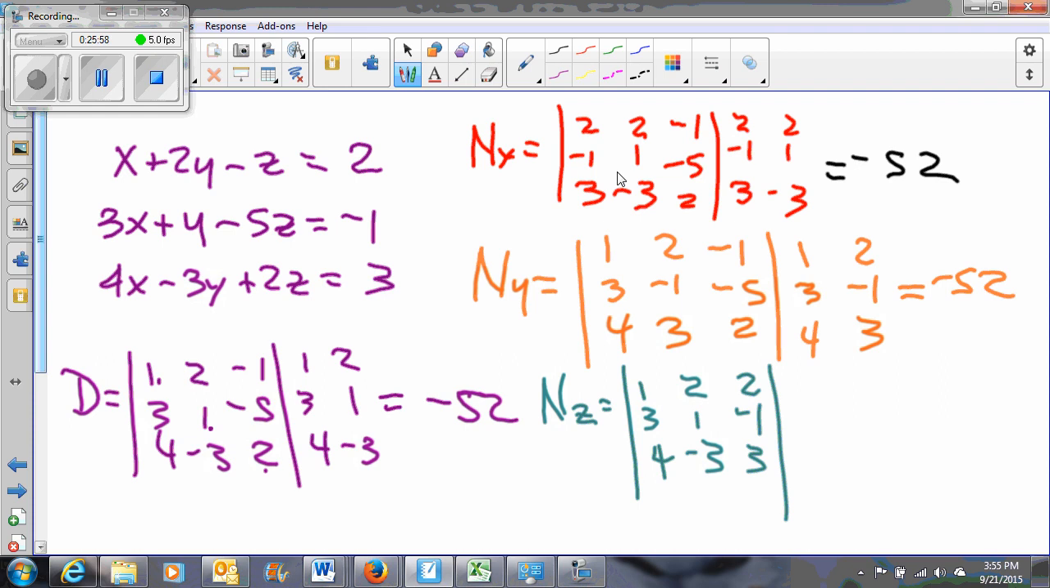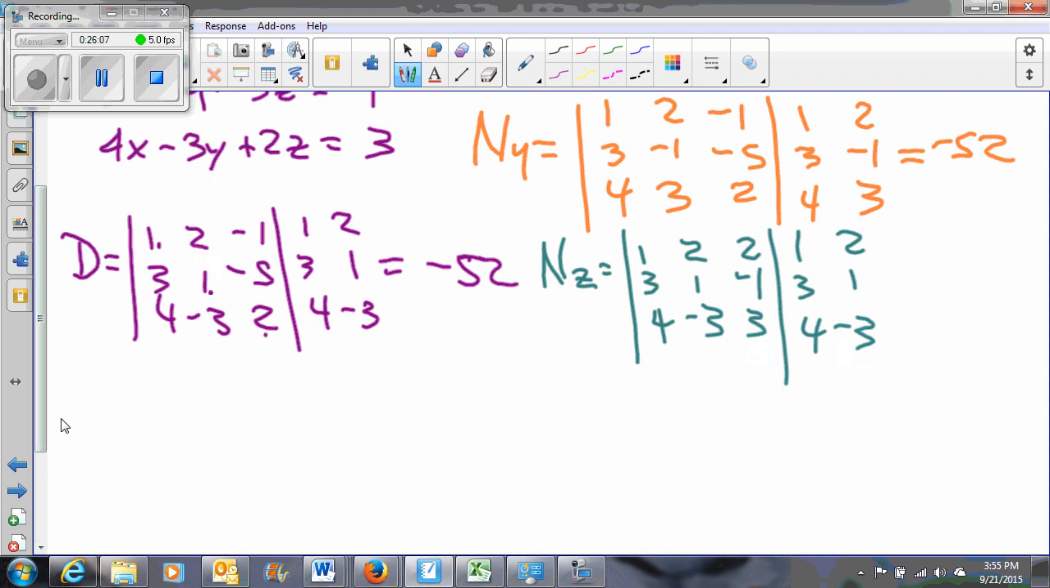And we write 1, 3, 4 again, 2, 1, negative 3, and let's move up here a little bit so we get a little room. Now, 1 times 1 times 3 is 3, plus 2 times negative 1 times 4 is negative 8, plus 2 times 3 times negative 3 is negative 18, minus 4 times 1 times 2 is 8, plus negative 3 times negative 1 times 1 is 3, plus 3 times 3 times 2 is 18.